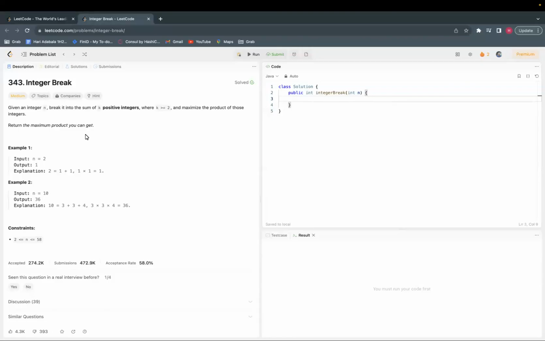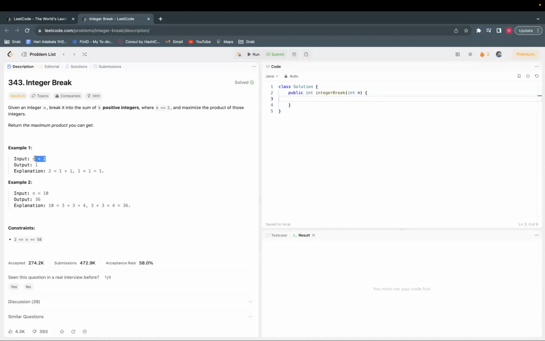Hi guys, so today we're gonna discuss the problem Integer Break. It is problem number 343 in LeetCode. So let's go. The problem says: given an integer, break it into the sum of k positive integers, where k is greater than or equal to 2, and maximize the product of those integers. We need to divide that integer n into a sum of positive numbers and maximize the product.